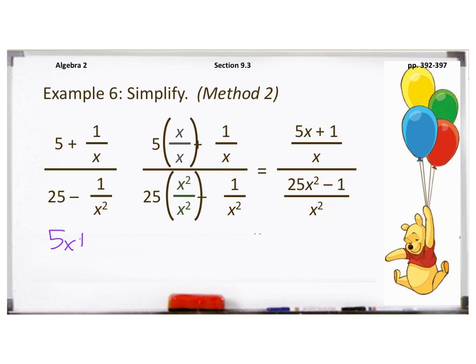We have 5x plus 1 over x times, flip the denominator, x squared over 25x squared minus 1.